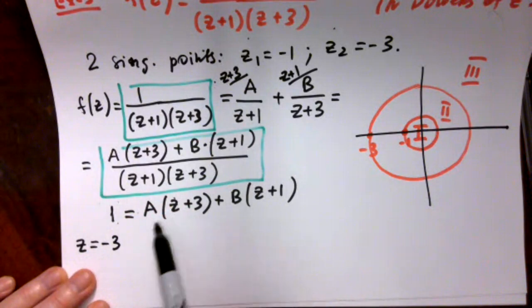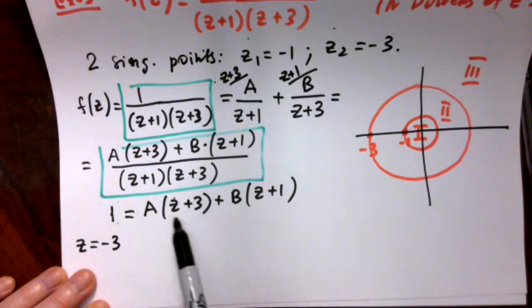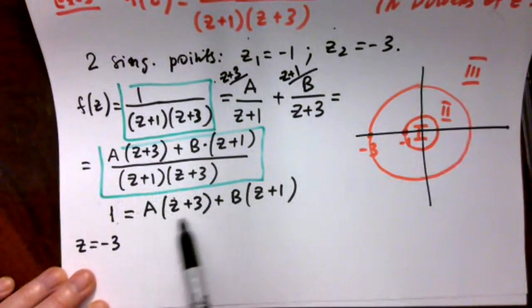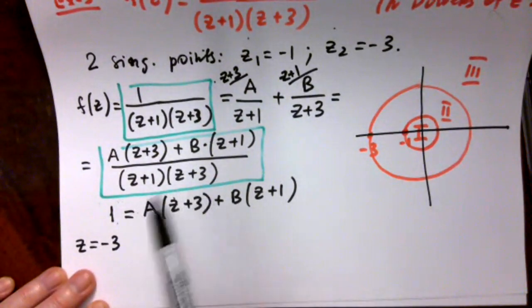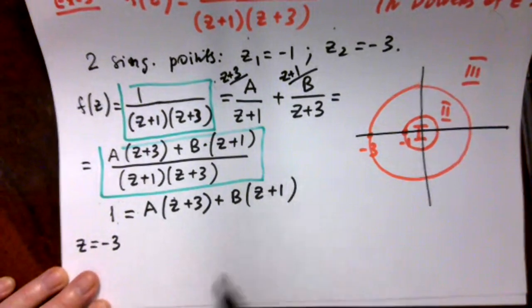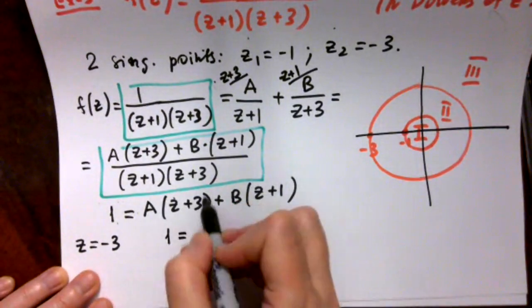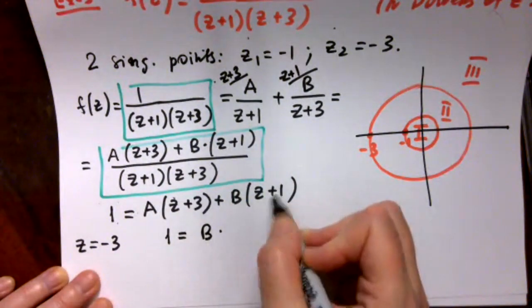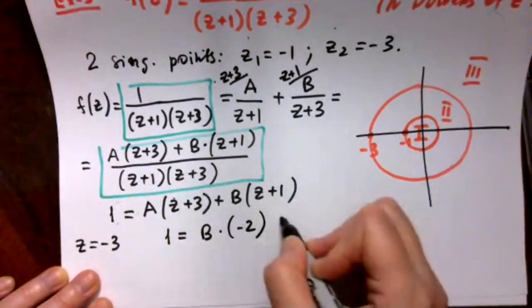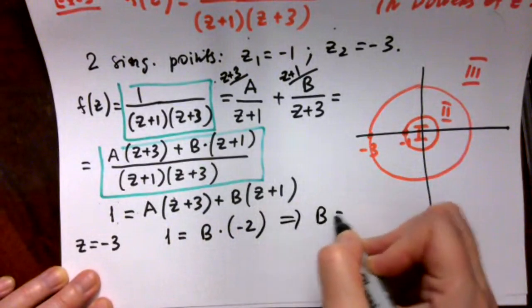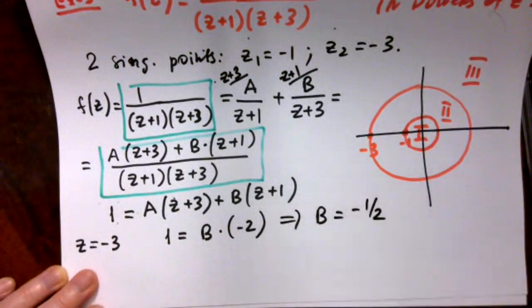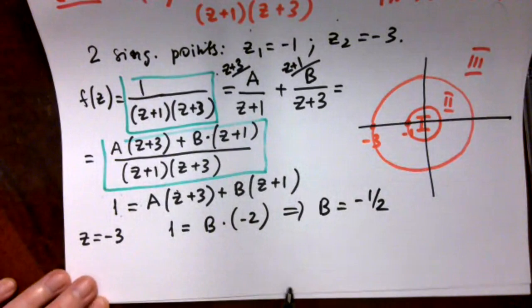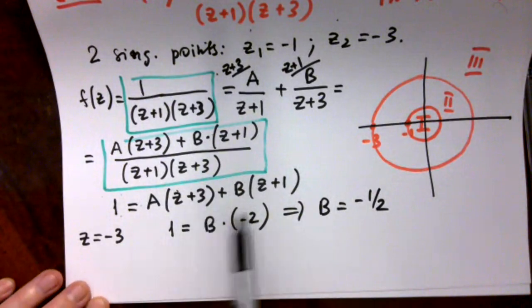You know why? Because if you substitute z equal to minus 3, this term will be 0. It means that the whole first term will disappear, and we will end up having a very simple equation. Let's just do it. This whole term is 0, and this term will be minus 3 plus 1, which is minus 2. Look at this, a very nice equation. We can immediately find b from this equation. So, very nice trick.